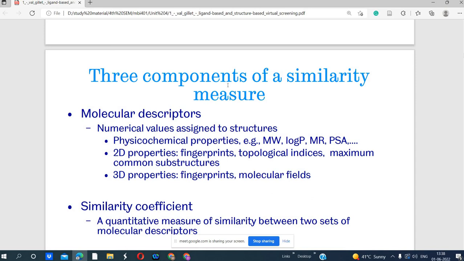So molecular fields are important. 3D properties depend on the molecular field, and these depend on the 2D properties. 2D properties, what are these? This is the structure. Structure is important. This is important in the first place. So the physico-chemical properties and the 3D properties are all dependent on 2D properties, because structure is important. Everything depends on the structure.